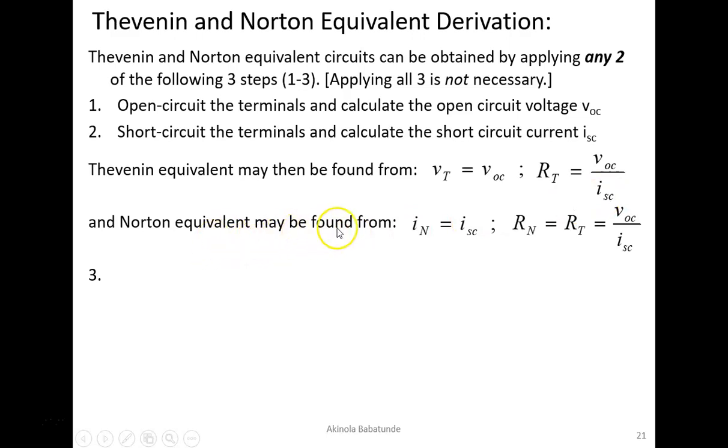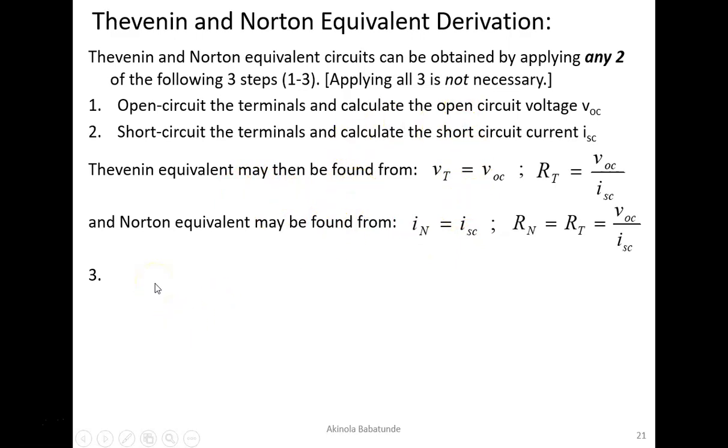And Norton equivalent may then be found from IN is equal to I short circuit, because from here we can find our I short circuit since our VOC is known and then our RT is known. So we can easily find our I short circuit from here. If RT is not known, we know that our RN is equal to RT. So we can use that and say since Rn is equal to RT, that would also be equal to VOC over I short circuit. So we can go ahead and find whatever is missing using any of these equations that we have here. So if you are using step 1 and step 2, you can find anything that is missing. However, if you choose not to use step 1 and step 2 together, probably you just want to use one of the steps and the third step.